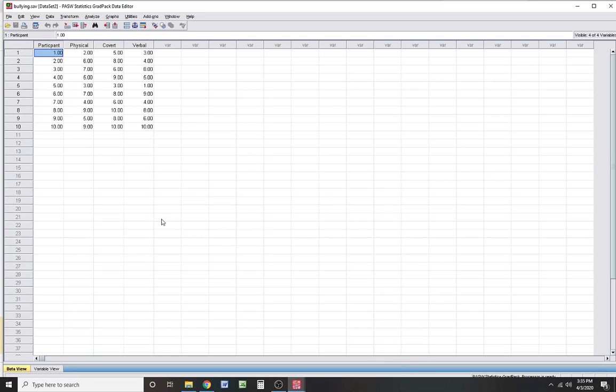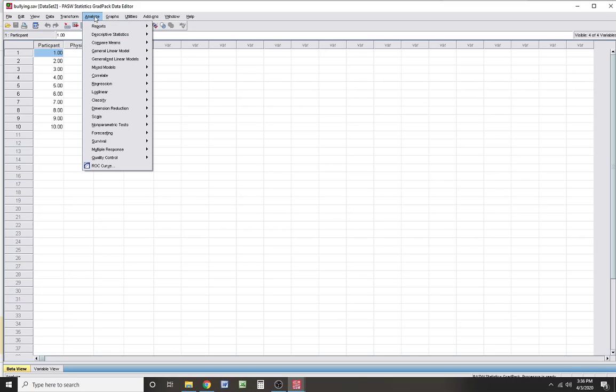It's right here. We had 10 participants in this study, and we asked them to rate the harmfulness of different levels of bullying: high school physical, verbal, and covert bullying. They rated these on a scale of 1 to 10, with higher numbers indicating a greater potential for harm. Notice each level has a column. Now we need to run it.